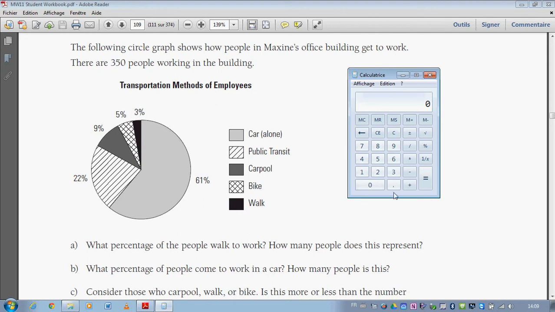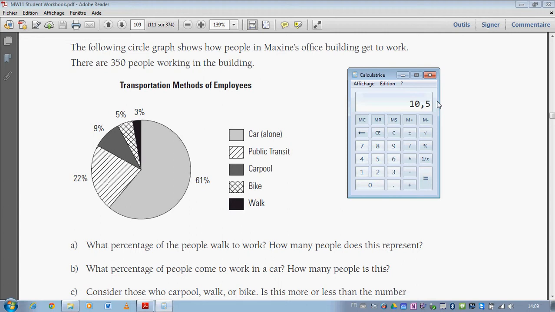So the way you'd go about doing this is that, first of all, you would take your 3%, you change it into its decimal counterpart. And the way you do that is by dividing by 100. So 3% as a decimal number would be 0.03. And then you take this value and multiply it by the total number of people in the building. You thus get 10.5, which you could probably round up to 11. Okay, so we can say that 11 people in this building walk to work.